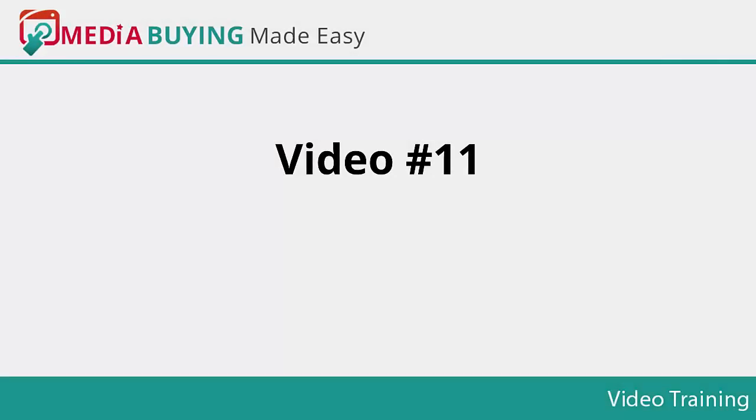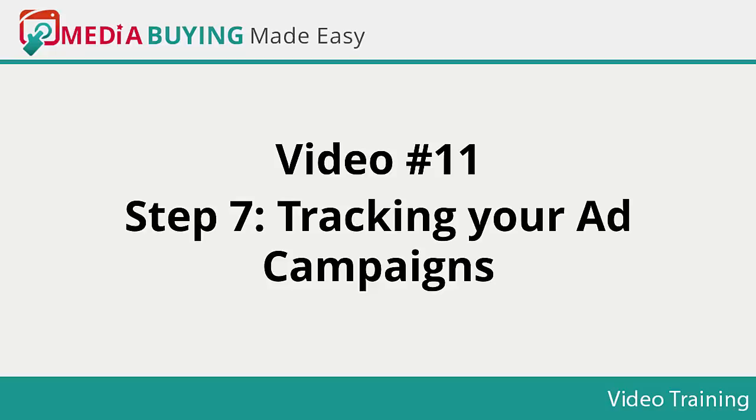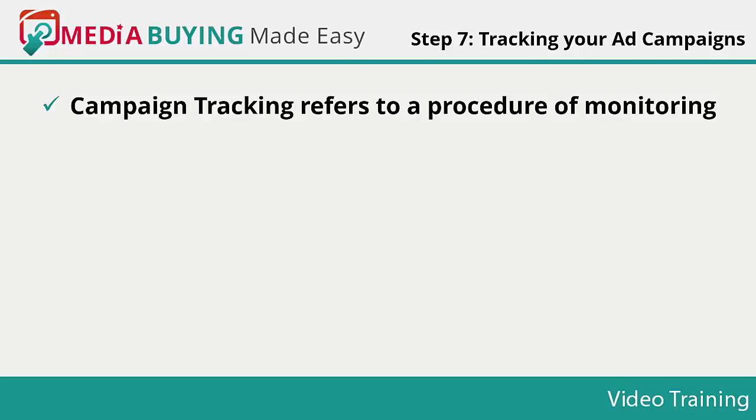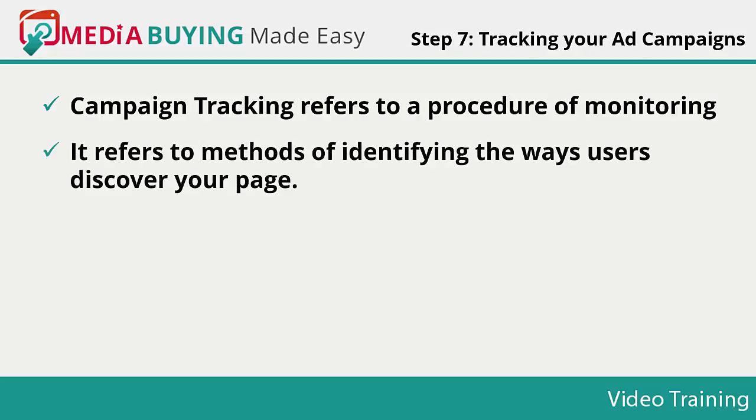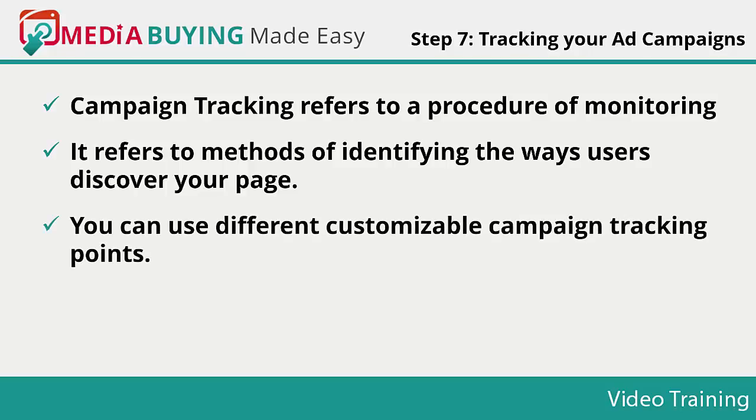Video number 11. Step 7. Tracking your ad campaigns. Campaign tracking refers to a procedure of monitoring. It refers to methods of identifying the ways users discover your page. As a general rule, you make use of campaign tracking tools such as Google Analytics to track online traffic campaigns created for your website. You can use different customizable campaign tracking points to adjust whether ensuing ad referrals override previous referrals to your site. You can achieve this through organic or paid means.